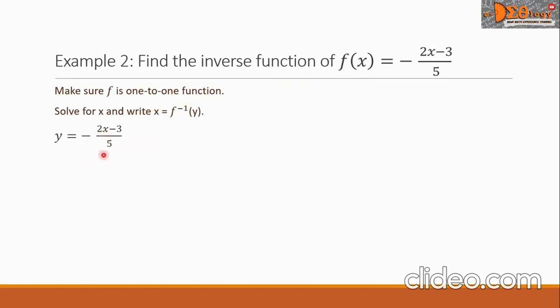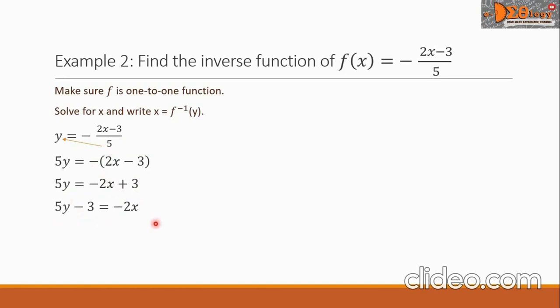First, this 5 I'm going to cross multiply with the y on the left side. So I have now 5y equals the negative of the quantity 2x minus 3. I'm going to remove the grouping symbol, so the negative sign will be multiplied to each term of the binomial. So negative times 2x will be negative 2x, negative times negative 3 is positive 3. And then this positive 3 will be transposed to the other side. From positive, it becomes negative. So I have now 5y minus 3 equals negative 2x.